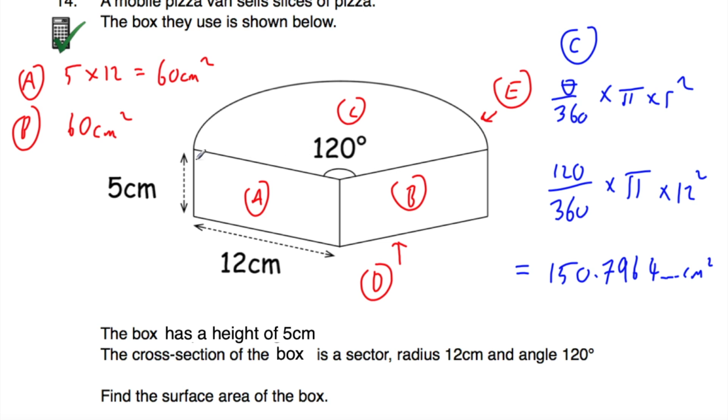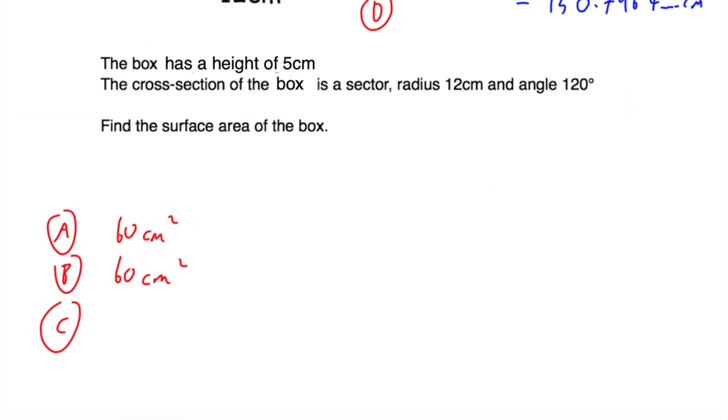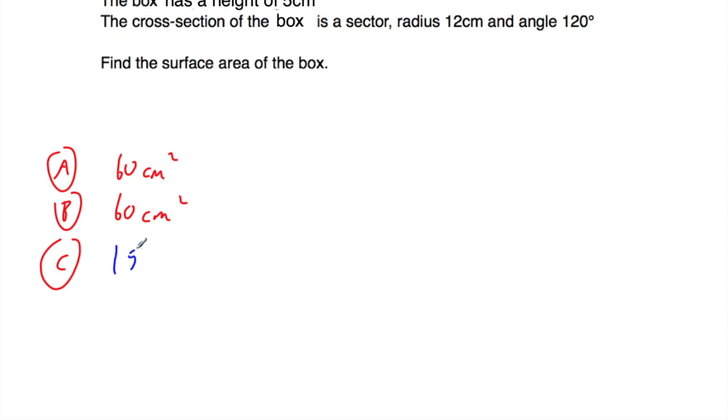Alternatively, what some students do is they actually get the area of the whole circle, so they do pi r squared to get the area of the whole circle. They divide it by 360 and then times by 120 to get the area of that sector, and that would work as well. So all those approaches would find the area of that sector C, which is 150.7964 and so on centimeters squared. So let's write on our list 150.79644474 centimeters squared. And D would be the same.